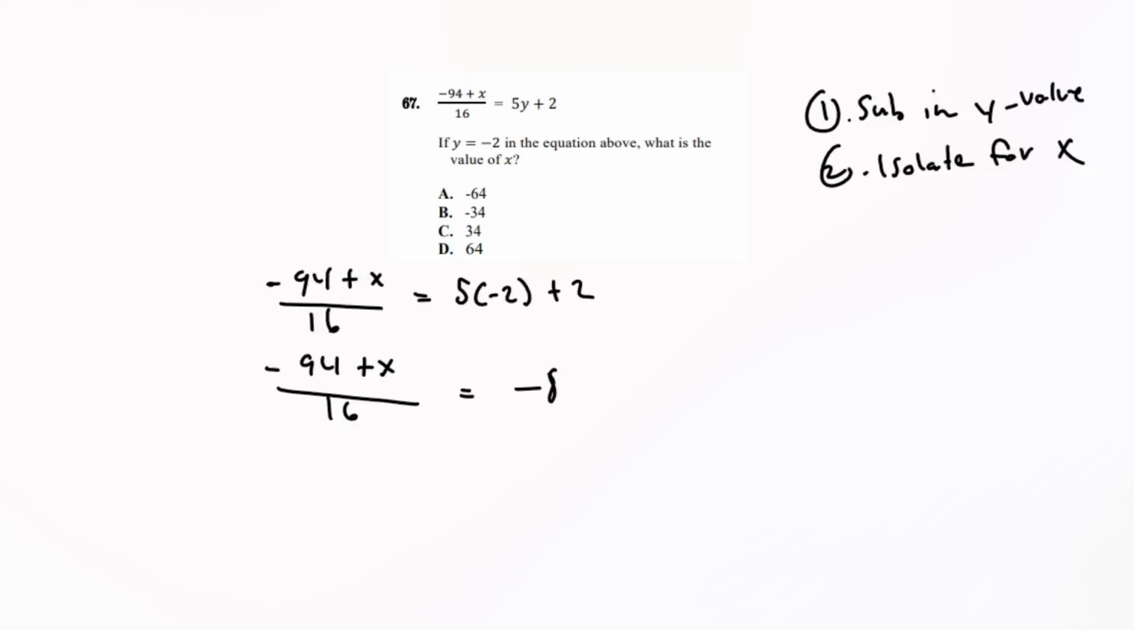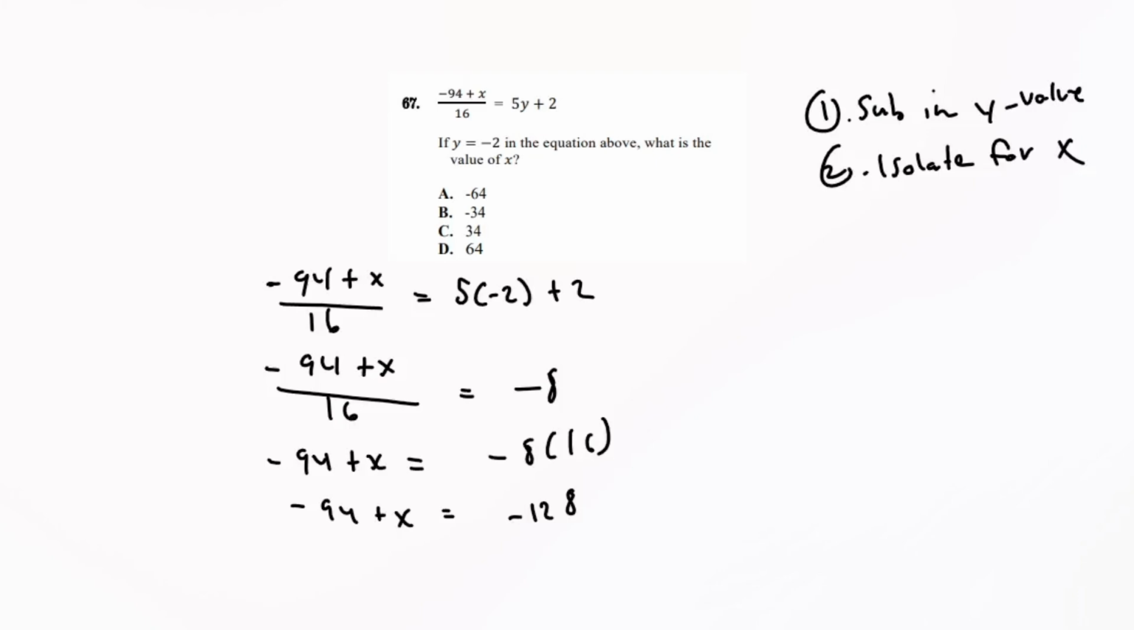Now here comes the tricky part. I have to move my 16 to the other side. And how can I do it? I guess I have to multiply. I multiply by 16 on both sides. It'll get rid of the 16. So it's going to be negative 94 plus x is equal to negative 8 times 16. And if you do your calculations here, negative 8 times 16 is negative 128. So negative 94 plus x is equal to negative 128.